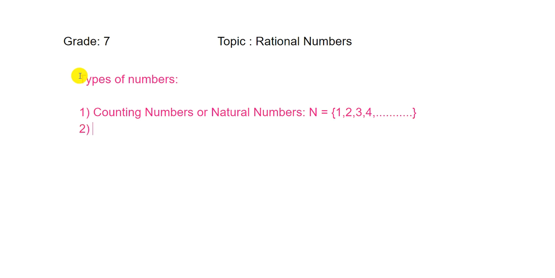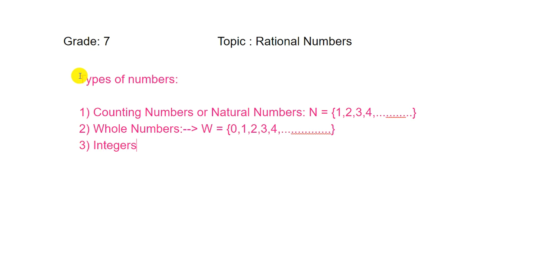Then the second type of numbers that we study in mathematics, we call them whole numbers. So what are whole numbers? Whole numbers are natural numbers together with the number 0. And how do we denote whole numbers? We denote them with the help of the capital English alphabet W. W is a set of numbers which start from 0 and keep on increasing like 1, 2, 3, 4 and on till infinity.